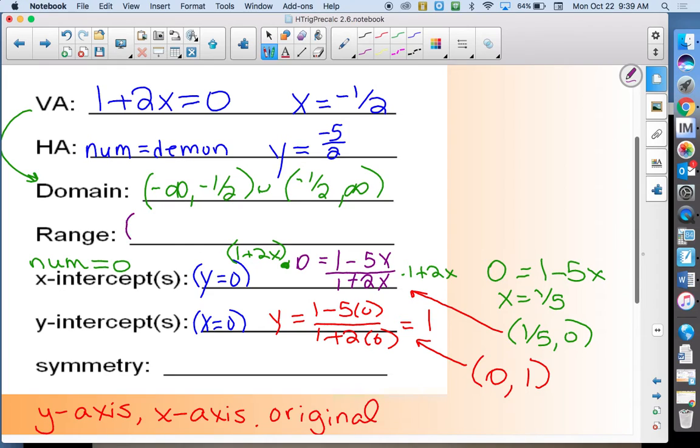So this range goes from negative infinity to what? Jesse? Make sure you put parentheses around the numerator and denominator. Did you do that?